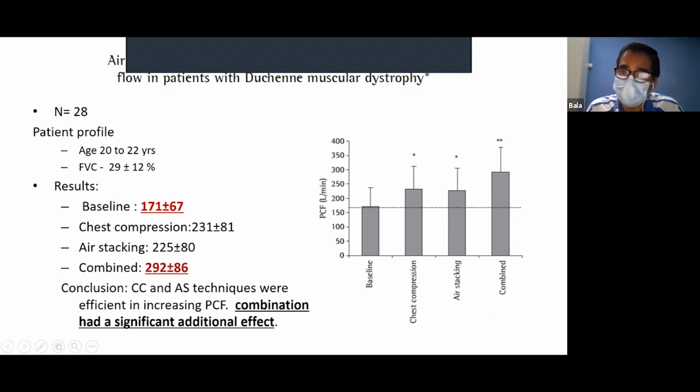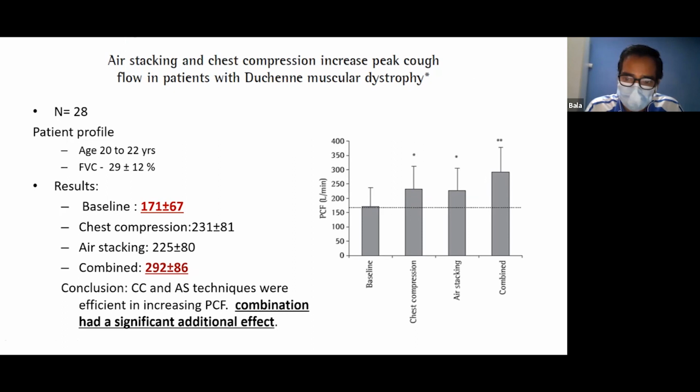But air stacking alone is the same. But if you combine them, you can go up to almost 300. So you can see from baseline 150, you are going almost to 300 with the combination of air stacking and chest compression. That's how useful lung volume recruitment can be for these patients, because they cannot generate that volume on their own. So their peak cough flow is affected.